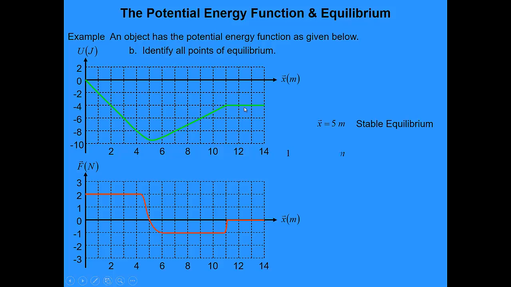We also have ones over here from about 11 to 14. And since there is no slope at all, that's, of course, neutral equilibrium. So on this graph, we don't actually have an unstable equilibrium, which looks the opposite of this, right? Upside down.